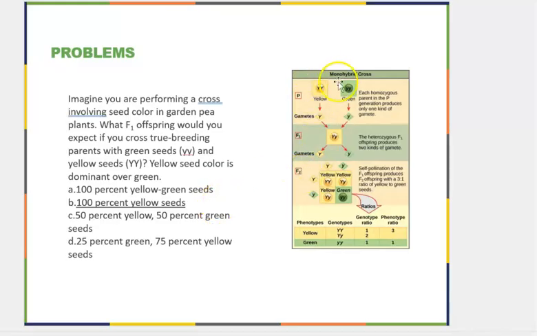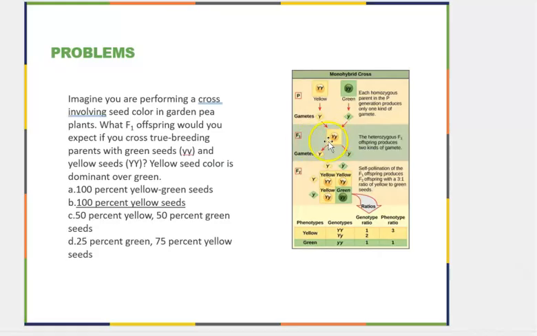You have big Y, big Y, and little y, little y. So you're going to get all yellow, right? Because this one only has a big Y to give, and this one only has a little y to give. You can do a Punnett square for that if you want. But just know that you're going to take one from here and one from here, and all of them are going to be big Y, little y.